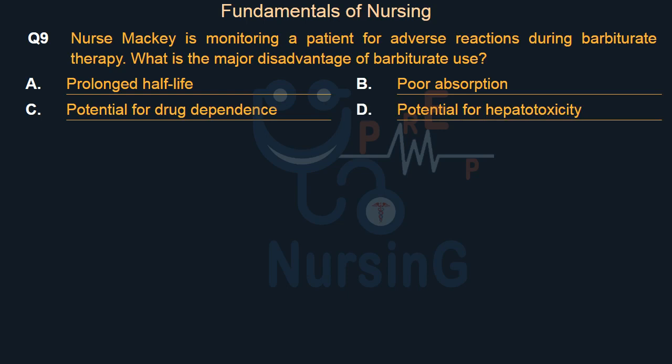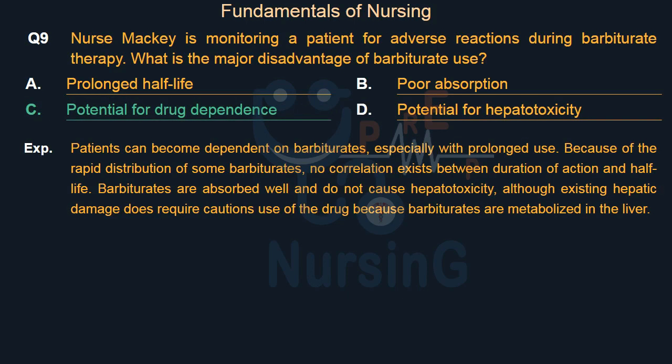Right answer is Option C. Potential for drug dependence. Patients can become dependent on barbiturates, especially with prolonged use. Because of the rapid distribution of some barbiturates, no correlation exists between duration of action and half-life. Barbiturates are absorbed well and do not cause hepatotoxicity, although existing hepatic damage does require cautious use of the drug because barbiturates are metabolized in the liver.